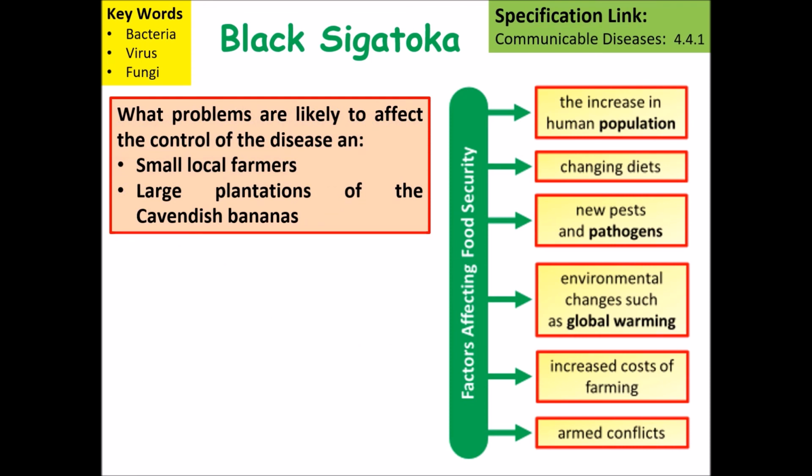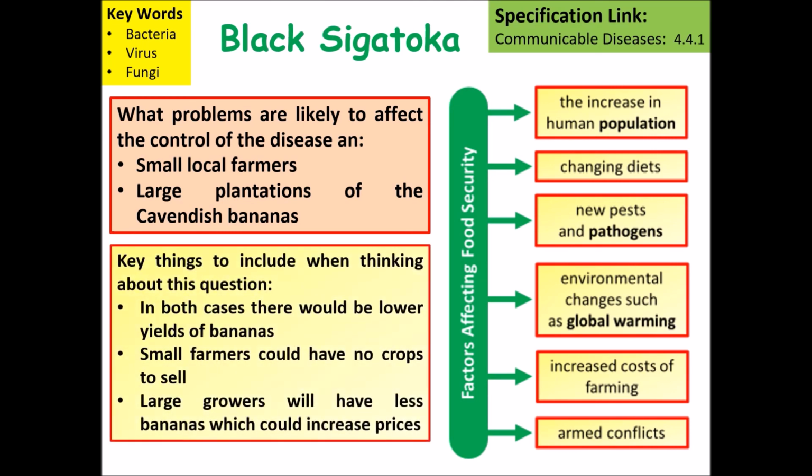And finally, what problems are likely to affect the control of the disease? Problems caused to both the farmers are that there are going to be lower yields. Small farmers will have no crops to sell. Large growers will have fewer crops to sell, therefore prices could increase. In terms of the effect on the control of the disease, smaller growers will have less access to any sort of chemical treatment which could be used to kill off the fungus.